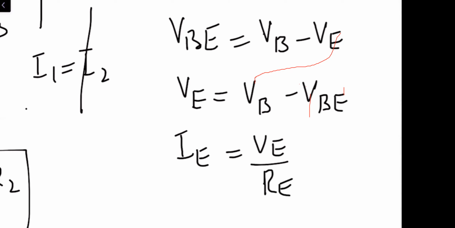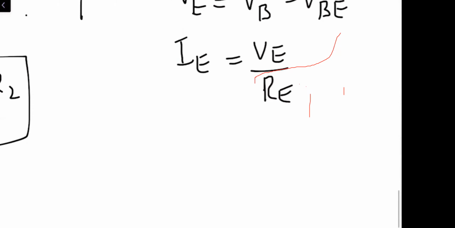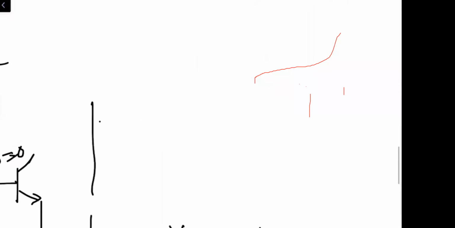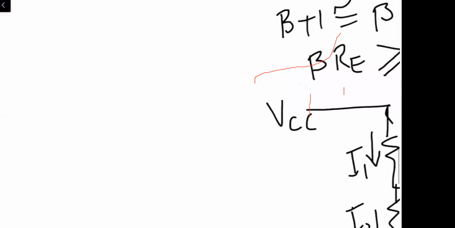Are you with me? Yes, sir. And similarly, I can say that as IE is approximately equal to IC, if I write from the output side of this circuit, the output side of this circuit is going to be more or less the same.